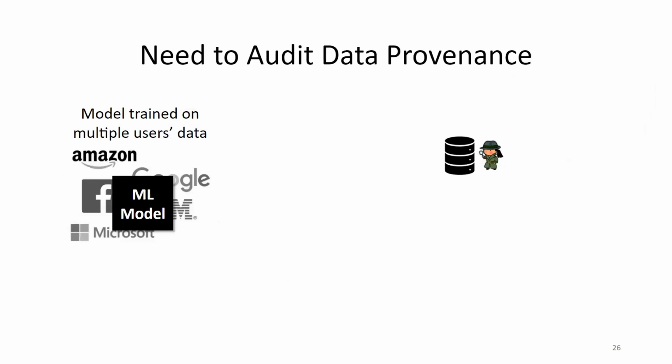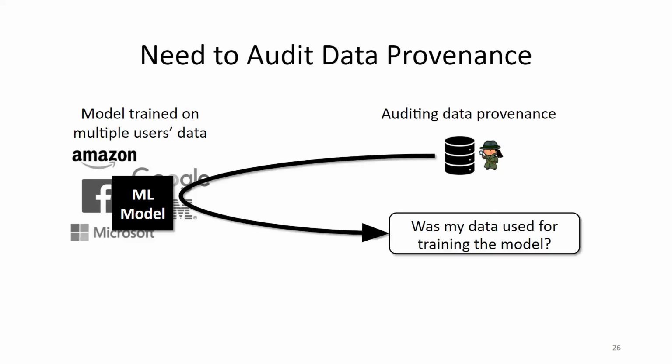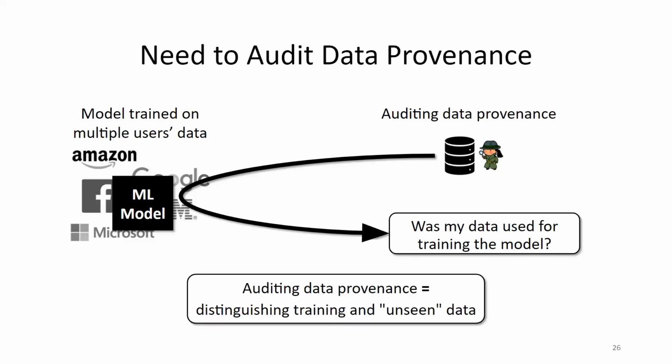And what we really want is some way to audit the data provenance for a trained machine learning model. The scenario is there is a model trained on multiple users' data. Then as a user, I want to know, was my data used for training this model through some interaction with this model? And this auditing problem is essentially equivalent to distinguishing between a model's training and unseen data. If the model is behaving differently on its training data, then from that difference, I know for a fact that my data has been used to train this model.